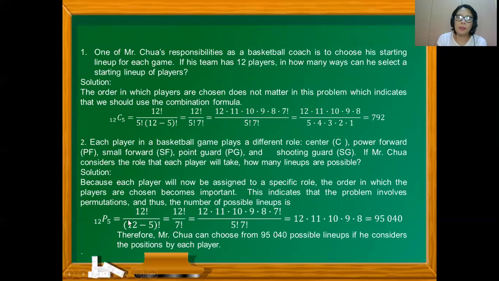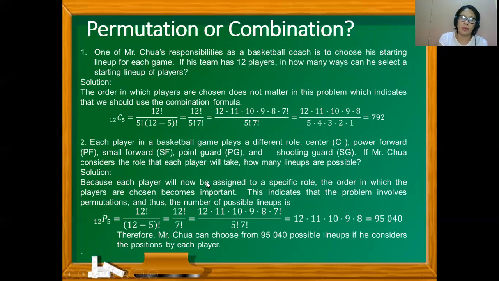Now, for this problem, is it permutation or combination? In number one, Mr. Chua's responsibility as a basketball coach is to choose his starting lineup for each game. If his team has 12 players, how many ways can he select a starting lineup of 5 players? So here, order does not matter. In the given situation, Mr. Chua will just select the starting 5 players without considering anything. So the order does not matter here.